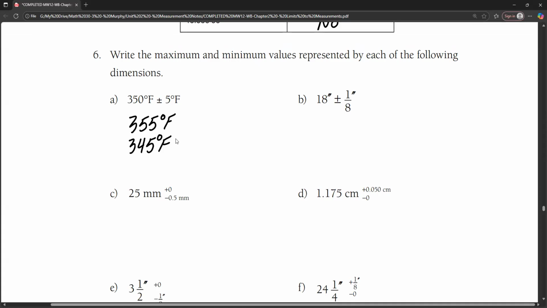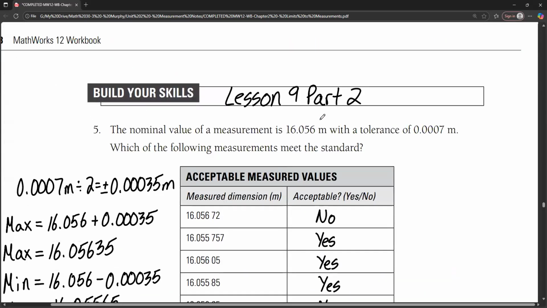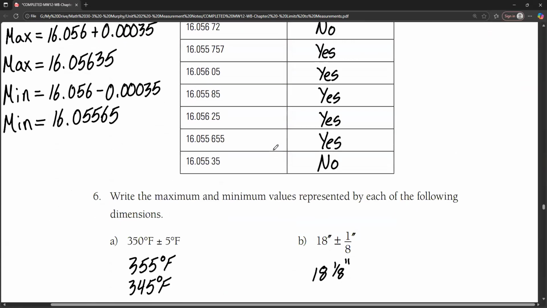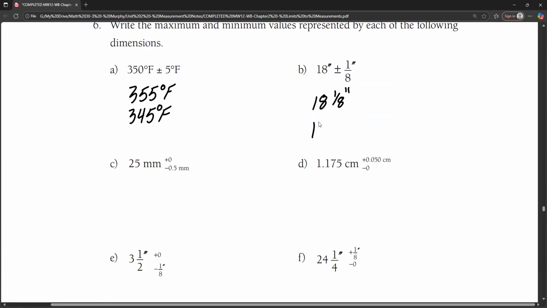18 inches plus an eighth or minus an eighth. Okay, so if you add an eighth, it'd be 18 and 1/8. The minimum, so if we went 18 down an eighth, all you have to do is take a look back at our little ruler here. If we go down an eighth to the blue one here, right? So let's just pretend that this is 18 and this is 17. We're at 7/8 of the way. So it would be 17 inches and 7/8.